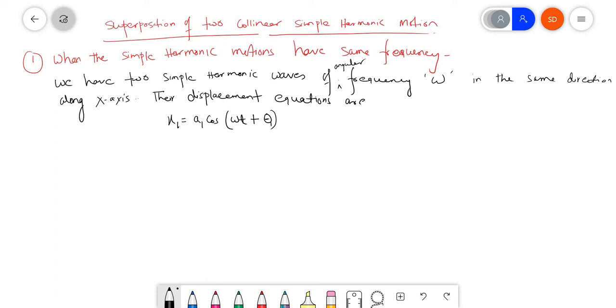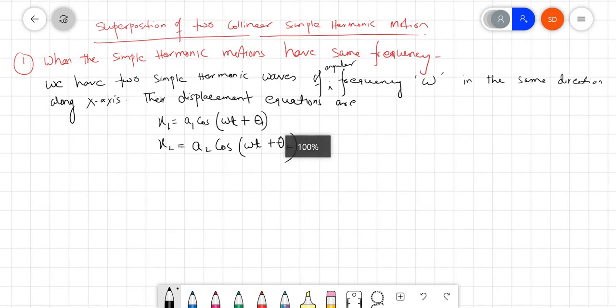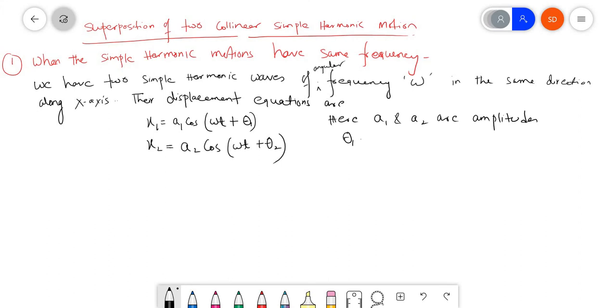And the second case is x2 is equal to a2 cos of omega t plus theta 2. Here a1 and a2 are amplitudes, and theta 1 and theta 2 are initial phases. Okay.